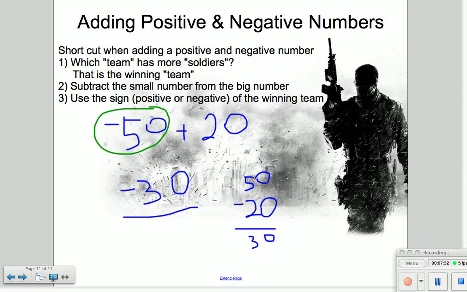So hopefully that has taught you how to add positive and negative numbers. We could look at it on a number line, which is what we're going to do in class tomorrow. For right now, have a good rest of your day.